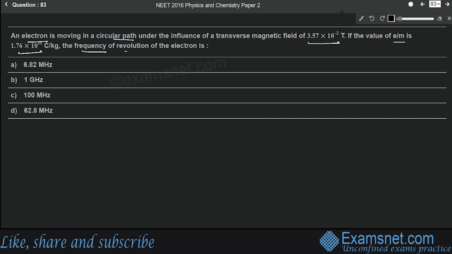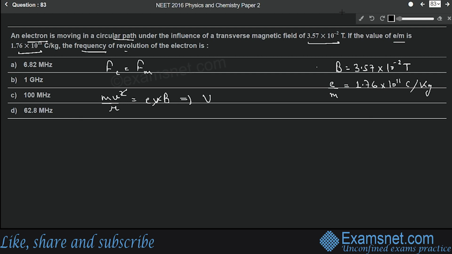So the value of magnetic field B is given as 3.57 × 10^-2 Tesla, and the ratio of charge and mass of the electron, that is e/m, is given as 1.76 × 10^11 Coulomb per kg. We know that the centripetal force on the electron will be equal to the magnetic force on the electron. Centripetal force means mv²/r, and magnetic force means charge on the electron into velocity into the magnetic field. So this v will cancel out the square.